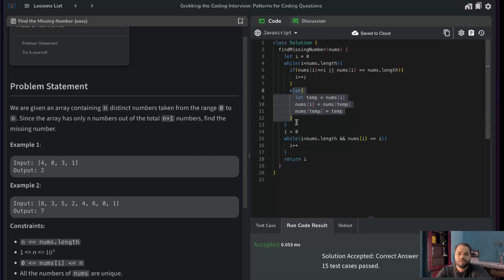So that is what we are doing here, and after it is sorted, we are again initiating a while loop, and we are checking until the index and values are the same. We are increasing it and returning the i wherever it breaks. So that's the solution for this one. Let's move to the next question now.